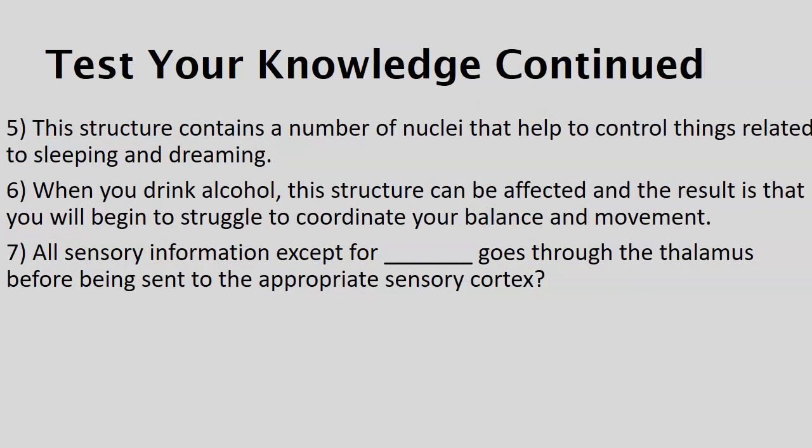Okay, the next question. This structure contains a number of nuclei to help control things related to sleeping and dreaming. And so that is the pons, which is essentially a grouping of neurons that do a lot of different things related to sleep and dreaming.